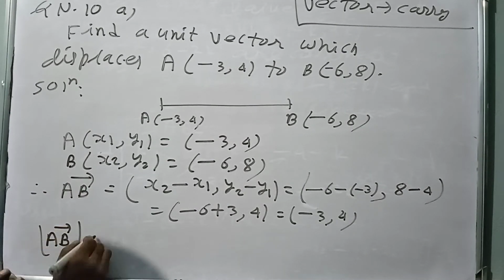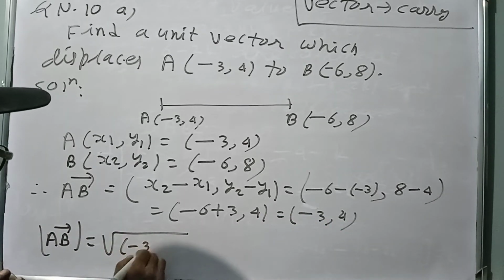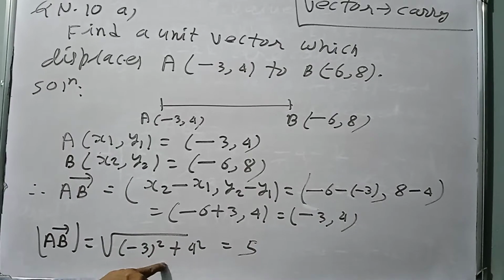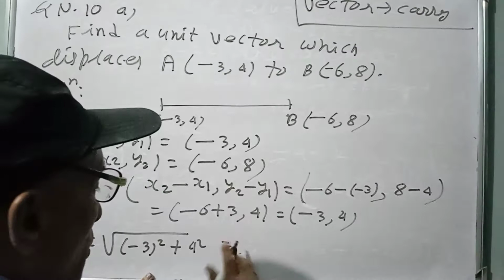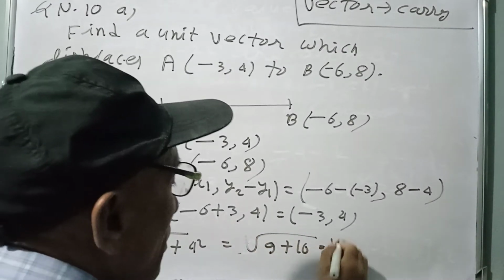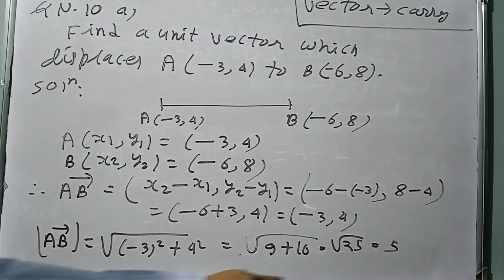What is the modulus of this? X component whole square plus y component whole square. You can find it; I will show the process. Minus 3 whole square is 9, plus 16, that is 25, so 5. So modulus AB equals 5.